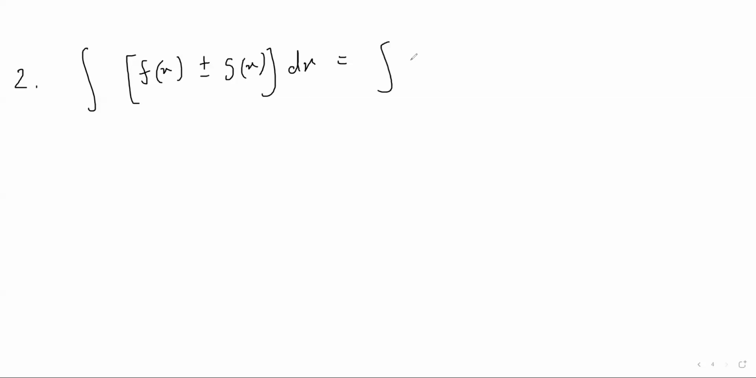That is equal to the integral of f of x with respect to x plus minus the integral of g of x with respect to x. So the integral of f of x plus minus g of x with respect to x is equal to the integral of f of x with respect to x plus minus the integral of g of x with respect to x. That's how that works.